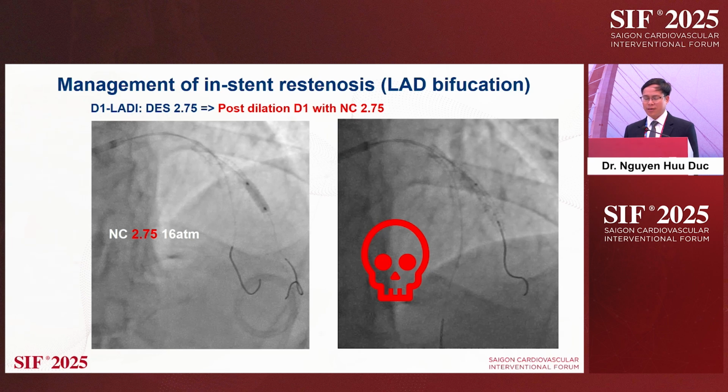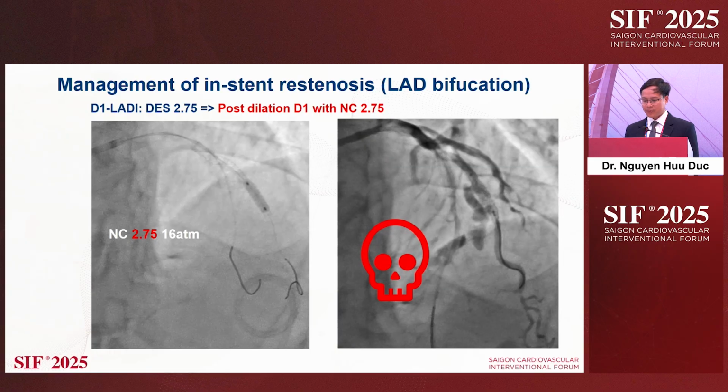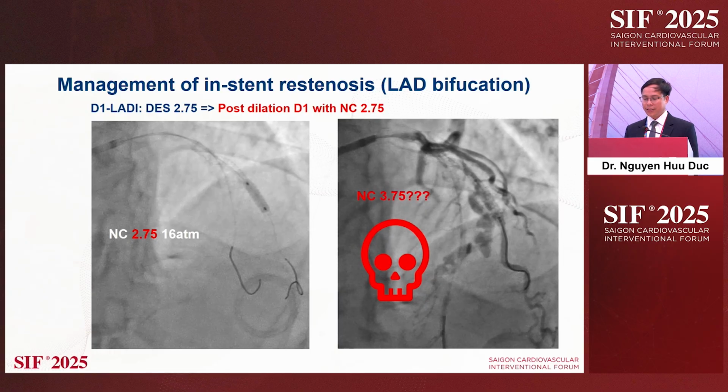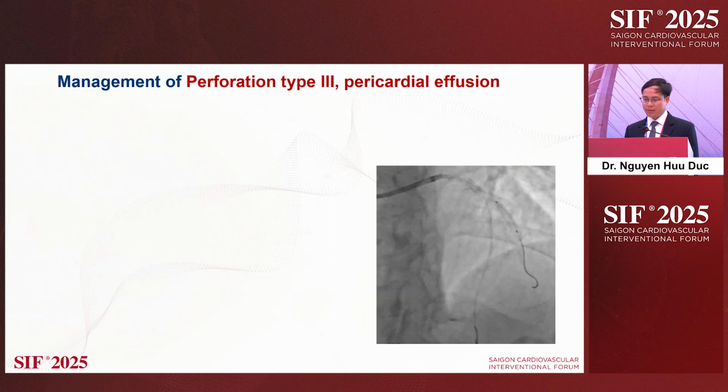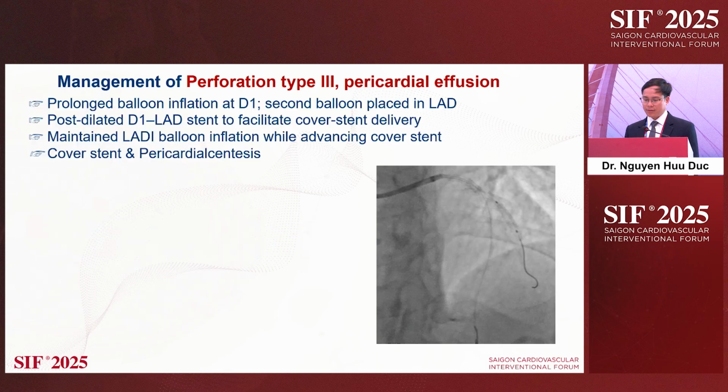didn't know what happened. But normally we think about perforation, and we can see here the balloon is quite big. At first I didn't know, because with 2.75 it is not easy to have perforation, but you can see here, type 3 perforation. So certainly we use a balloon to inflate at the perforation. And what to do next?